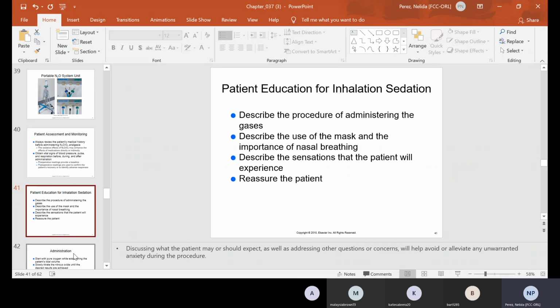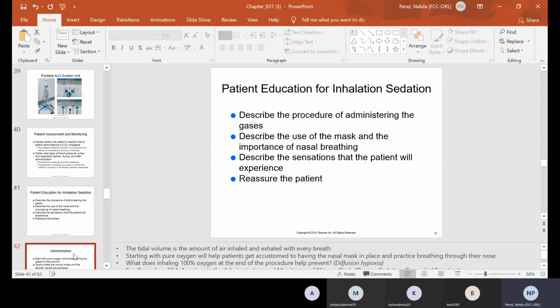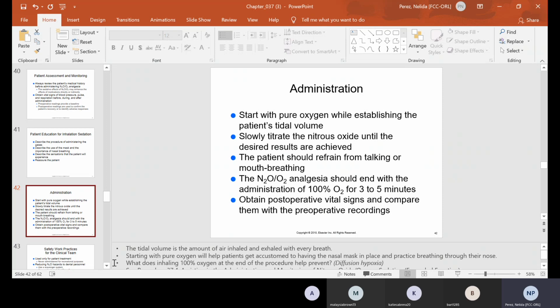You give the patient education for inhalation sedation. You describe the procedure of administering the gases. You describe the use of the mask and the importance of nasal breathing. You describe the sensations that the patient will experience, and you reassure the patient.